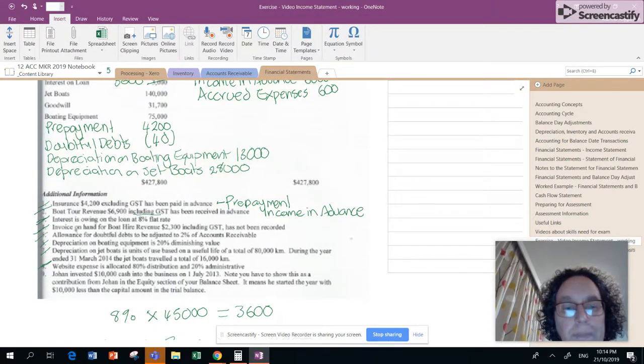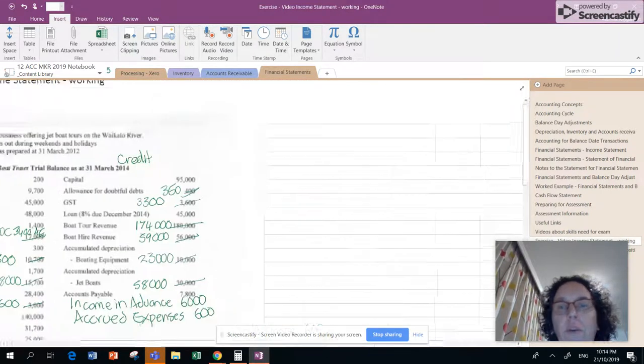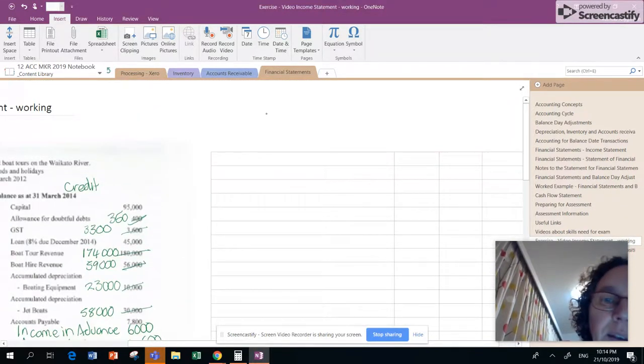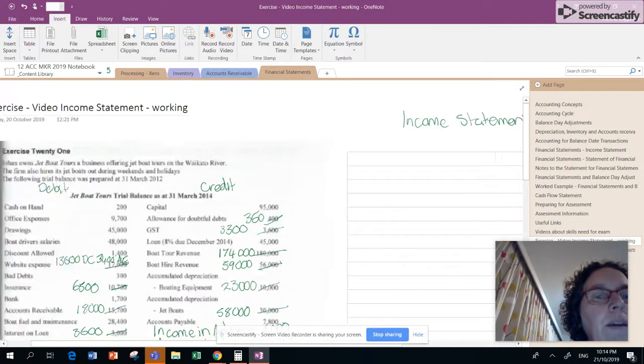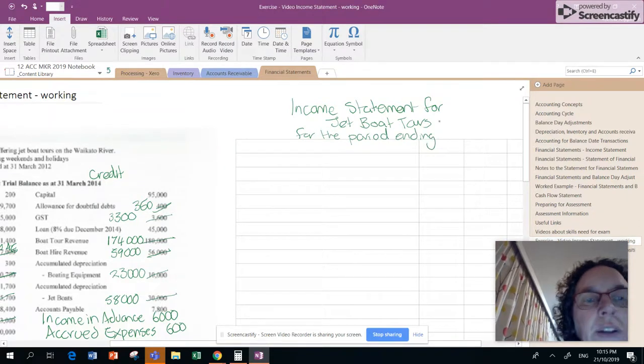Right, so what we need to do now is do the income statement. So first we put up the heading. So that's the income statement for, and the name of the business is Jet Boat Tours. For the period ending 31 March 2012.